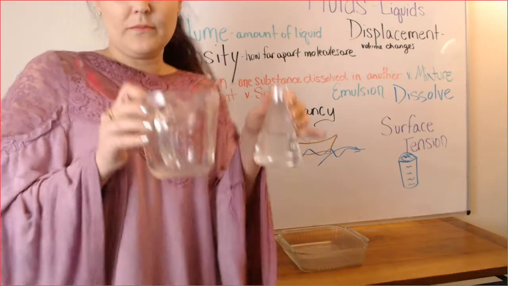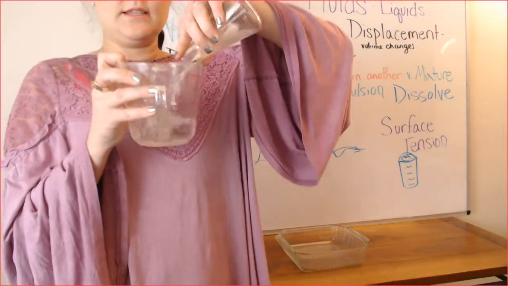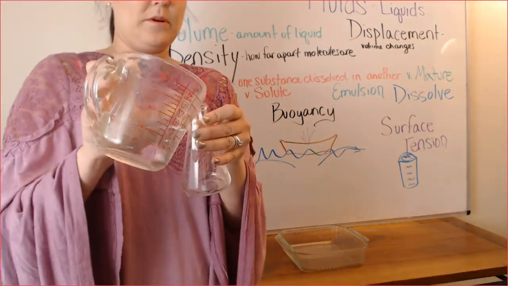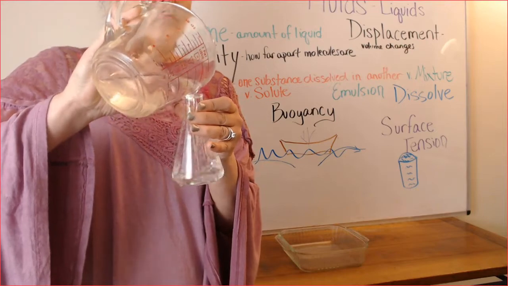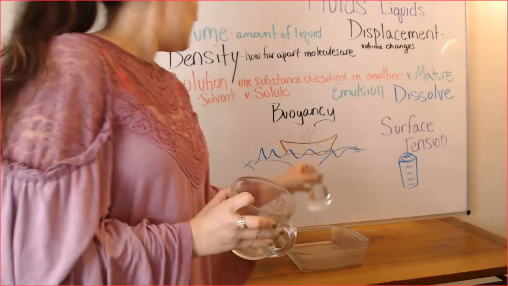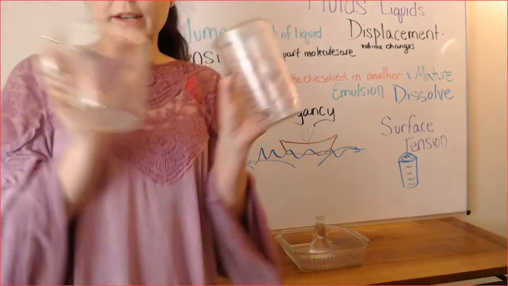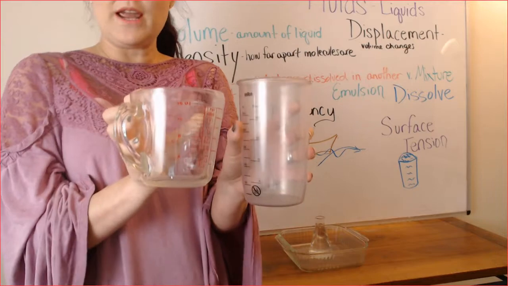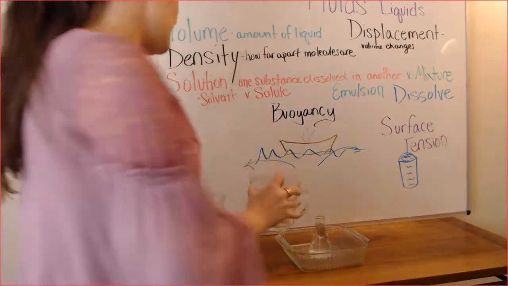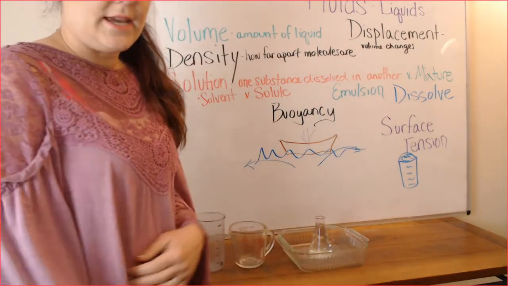These two have very different volumes. So if I pour this one into this one, it doesn't fill it up. They have different volumes. Believe it or not, this one and this one, even though they're different shapes, have the same volume. Volume is just the amount of space that your liquid takes up.